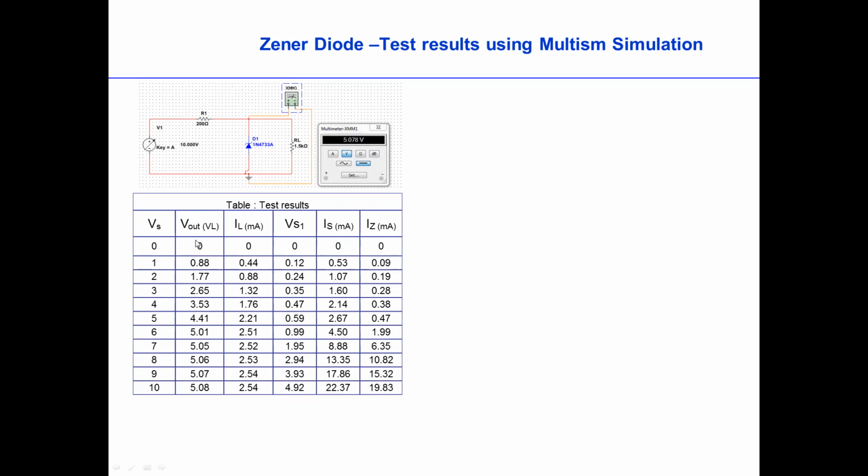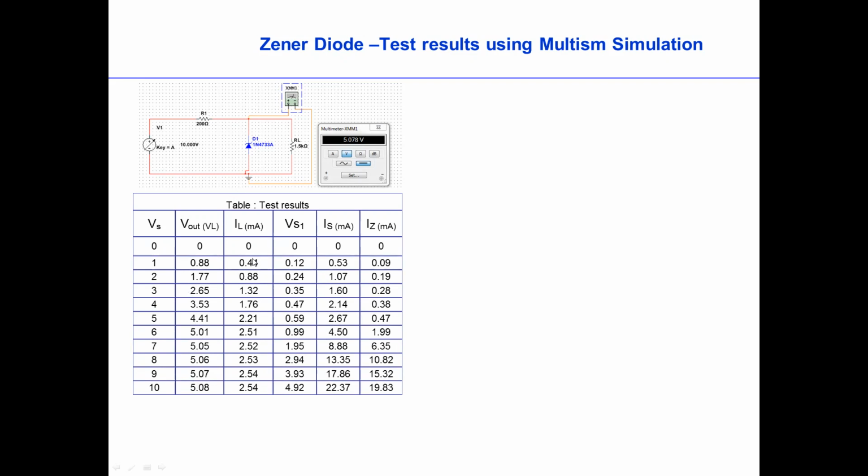Then the voltage output increases from 0 to 0.88 when the source or input voltage is 1, and then it increases only slightly: 1.277 when the input voltage is 2, 2.65 when it is 3, and going higher. When the input voltage is 5, the voltage output across the Zener diode is 4.4. When the input increases above 5 volts, to 6, it remains around 5.01. Then we increase to 7, 8, and it just remains around 5. If we look at it, it basically saturates, it just regulates.